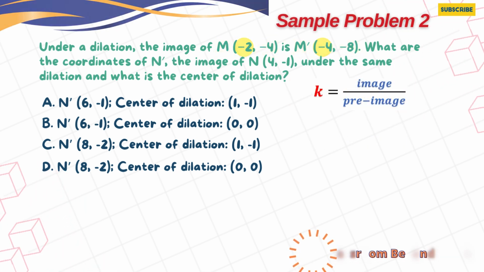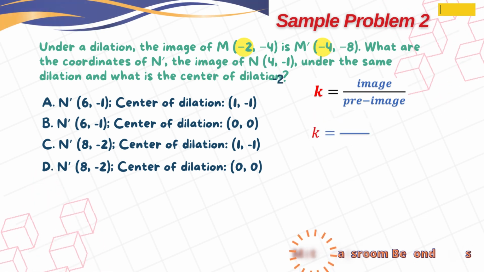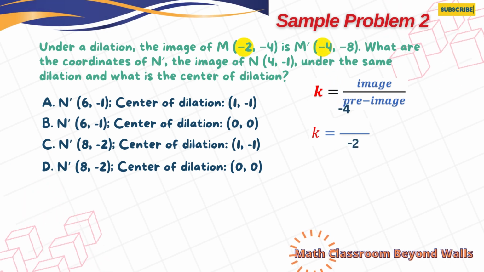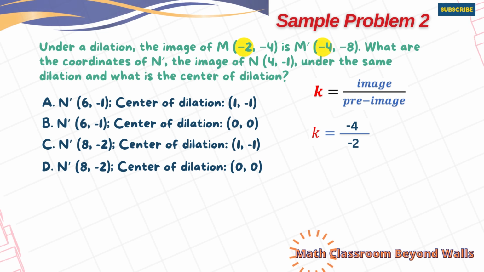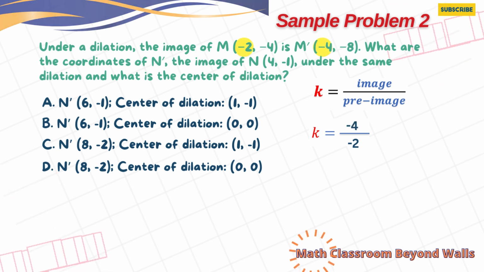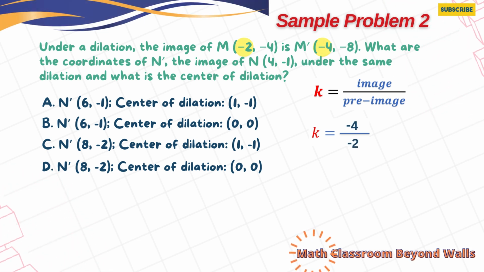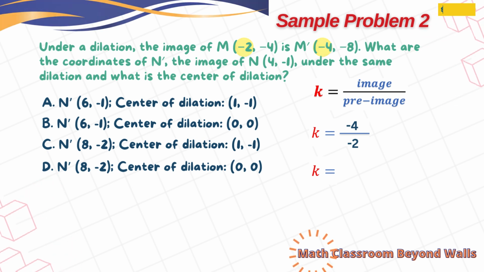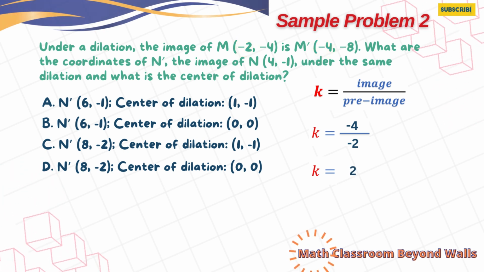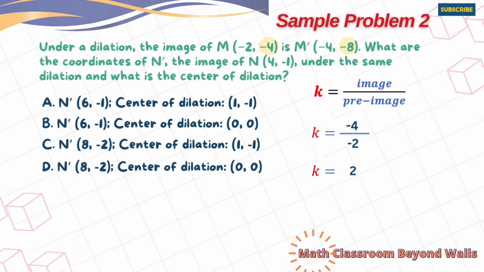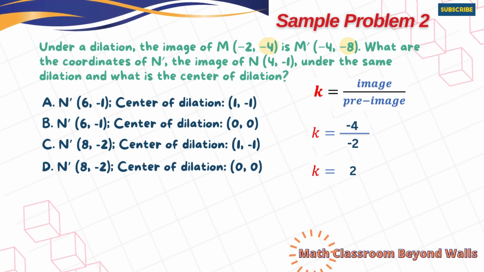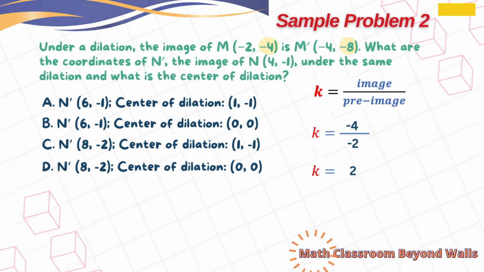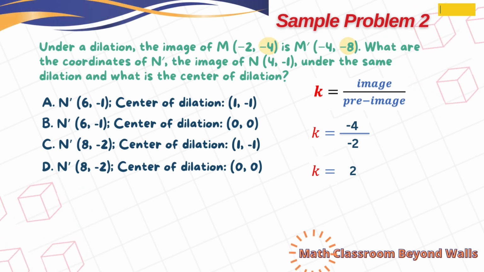Using the x coordinate of M, which is -2, and the x coordinate of M prime, which is -4, we have k is equal to -4 over -2. Dividing the numbers gives us k equals 2. Take note that you can also use the y coordinates here. You can try it and you will see that you will get the same result. So the scale factor k is 2.